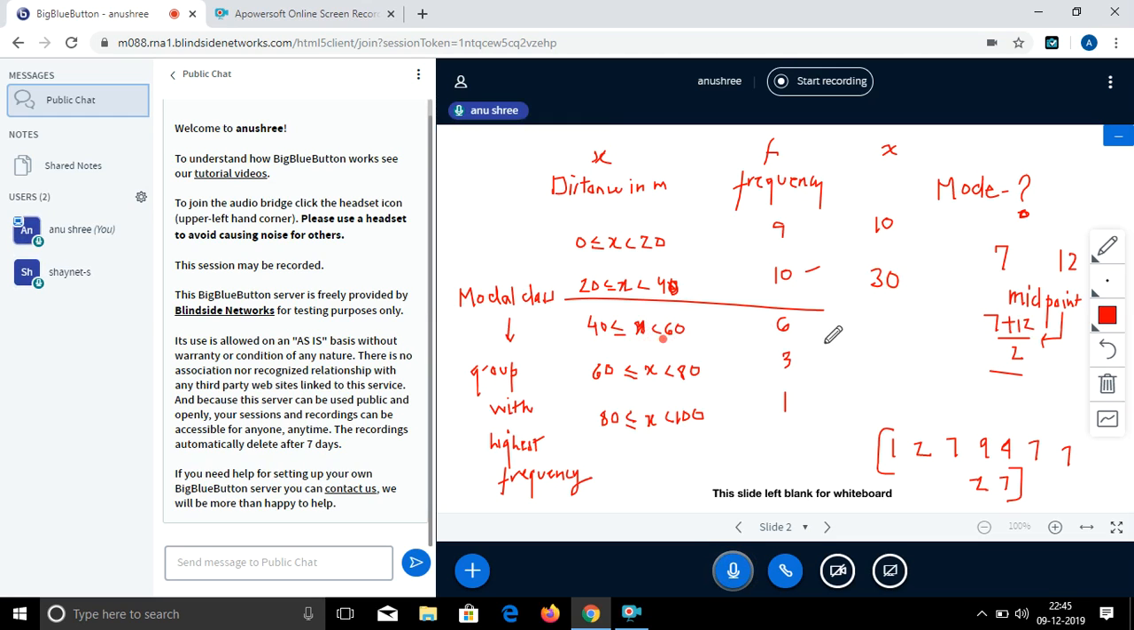Midpoint of 40 and 60? 50, yes. For the next, 60 to 80: 70. For the next, 80 to 100: 90, yes.